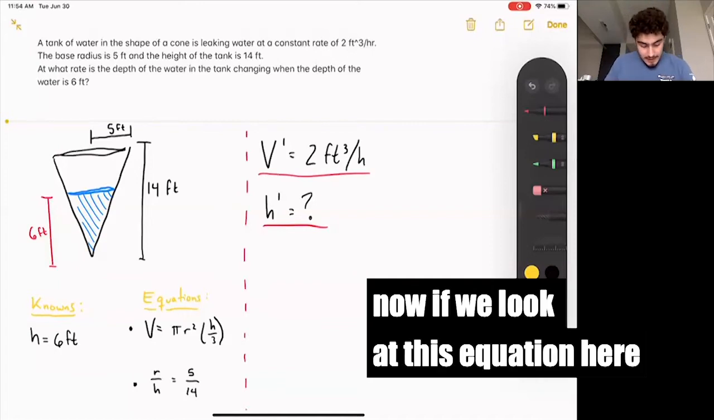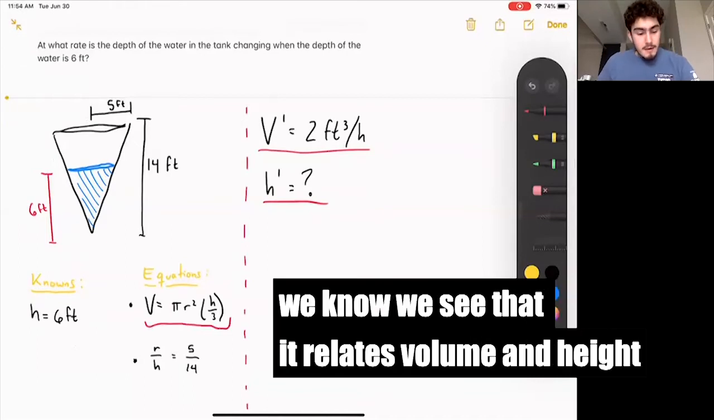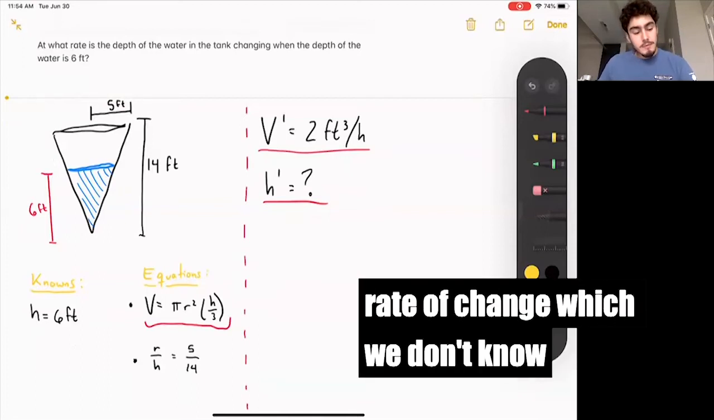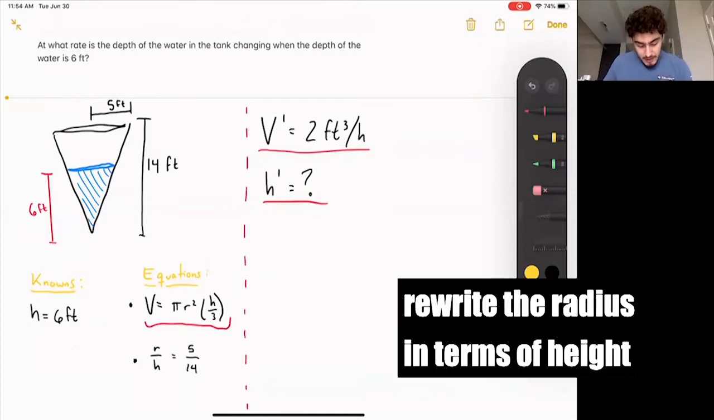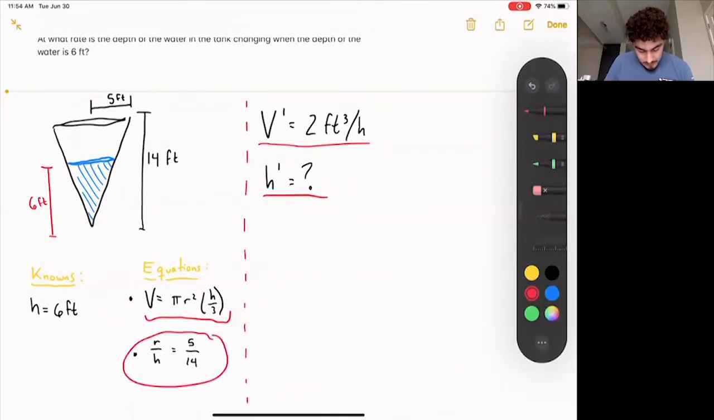Now, if we look at this equation here, the equation of the volume of the tank, we see that it relates volume and height, but it also has radius, which also has a rate of change, which we don't know. So we want to get rid of this. And to do so, we can simply rewrite the radius in terms of height using this relationship here.